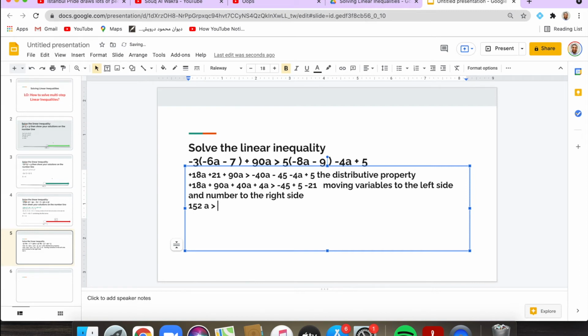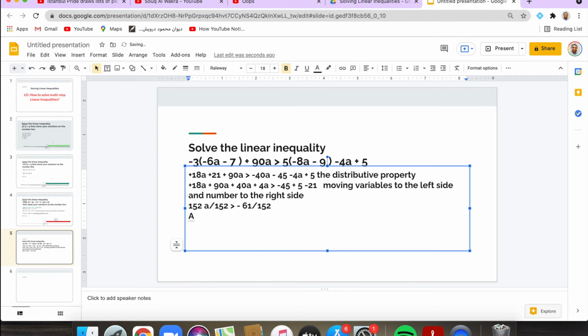So greater than negative 45 plus 5, negative 40. Minus 21, negative 61. Now I will divide both sides by a positive number, which is 152. What do you think will happen to the direction of the inequality? Will it change or not? Not, because I divided by a positive, so I will not change the direction.